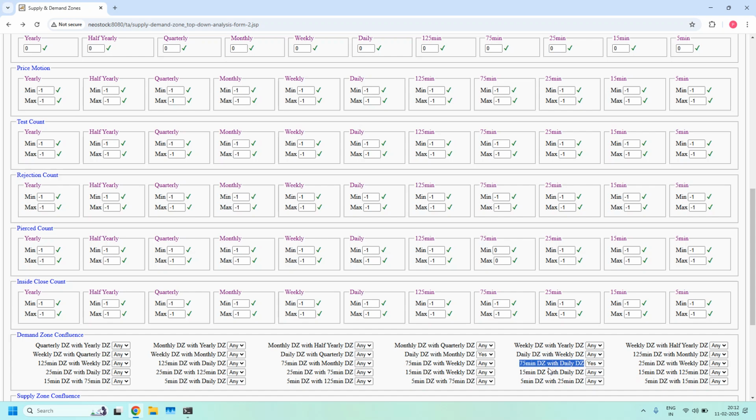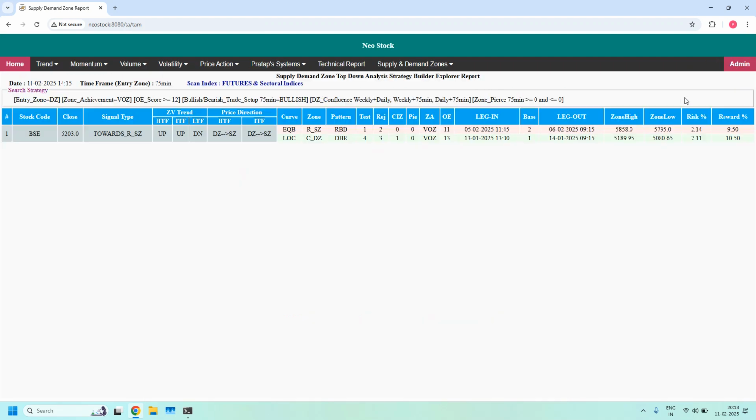Third filter is 75 with weekly demand zone confluence. Enabled. Let me remove this filter, wrong filter I set here. And daily demand zone with weekly demand zone confluence, with all the 3 filters, LTF, ITF, HTF demand zone confluence, we got one stock. Let's check demand zone. See, weekly with daily, weekly with 75 and daily with 75.